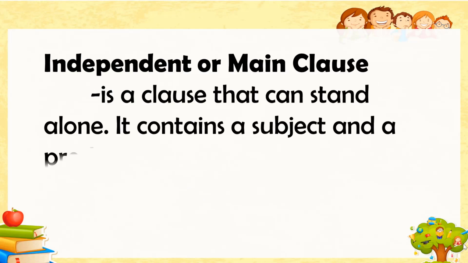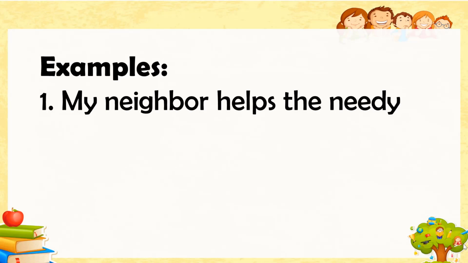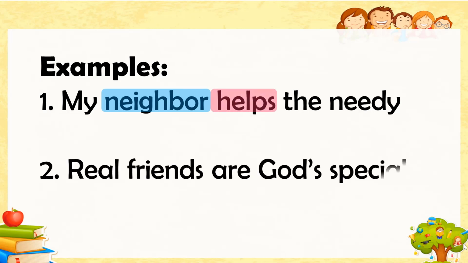So, independent or main clause is a kind of clause that can stand alone as it can express a complete thought. Of course, it also has a subject and a verb. The independent will be a simple sentence when marked with ending punctuation marks. Here are some examples. My neighbor helps the needy. Does it express a complete thought? Yes. Does it have a subject and a verb? Yes, neighbor is the subject, helps is the verb.